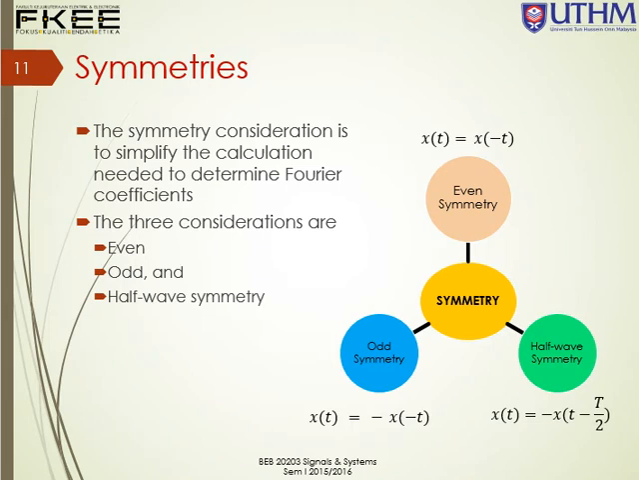So we will look into another property of Fourier series, which is symmetry. We will look into the symmetrical characteristic of our periodic signal, so that we can simplify our calculation when we want to determine our Fourier series coefficients. There are three considerations of symmetrical characteristic: first, even symmetric, odd symmetric, and half wave symmetric.